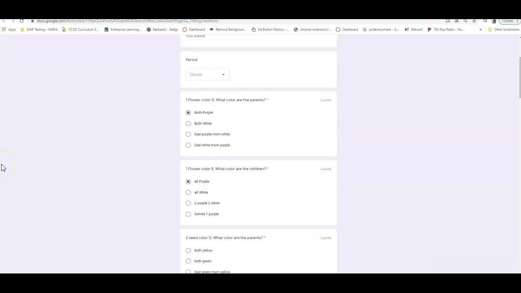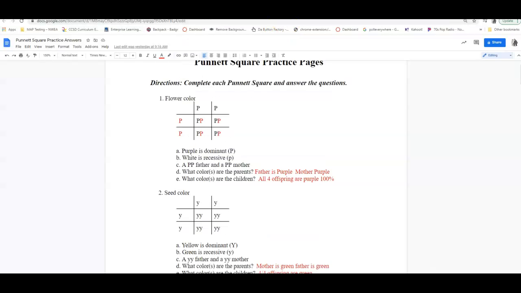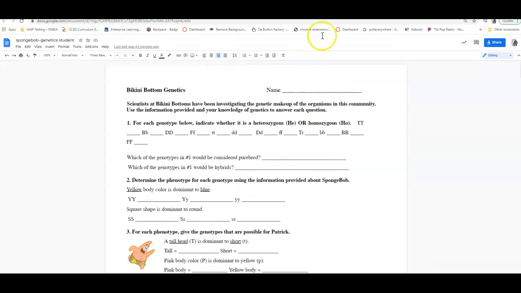Oh, did I not give you that? And then where you're getting the answers from is the one you did the other day, the Punnett square practice sheet. So you did this, and you may have submitted it. I haven't graded them because I'm not doing that until later.